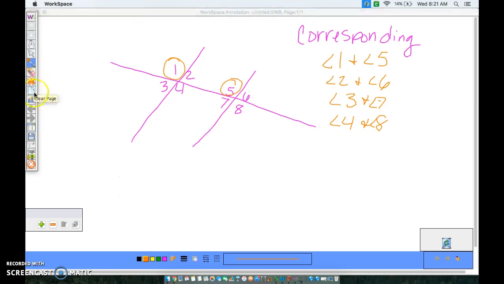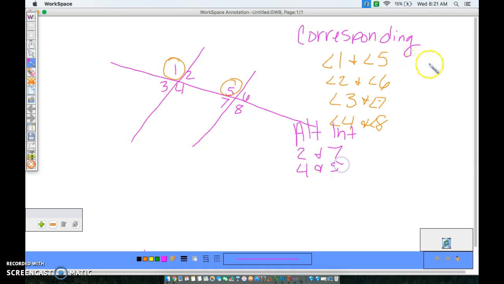Then we had our alternate interior angles, sorry about the overlap. Alternate interior angles are angles that are inside the parallel lines and on opposite sides of the transversal. I'm not going to bother changing colors. So that would be like 2 and 7 and 4 and 5. In the same fashion, alternate exterior angles are angles that are on opposite sides of the transversal but outside the parallel lines. So that would be 3 and 6 and 1 and 8.